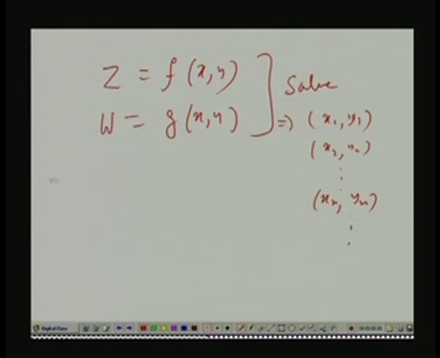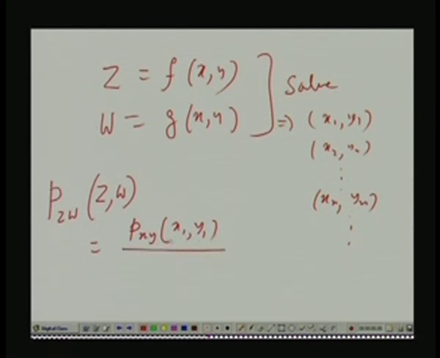Then what I do, the formula is this: the density is equal to Pxy at x1 y1. Mind you, x1 and y1 are now available in terms of capital Z and W, so this indeed becomes a function of Z and W. This divided by the determinant of a matrix. And that matrix is called a Jacobian. So I will tell you what is a Jacobian.